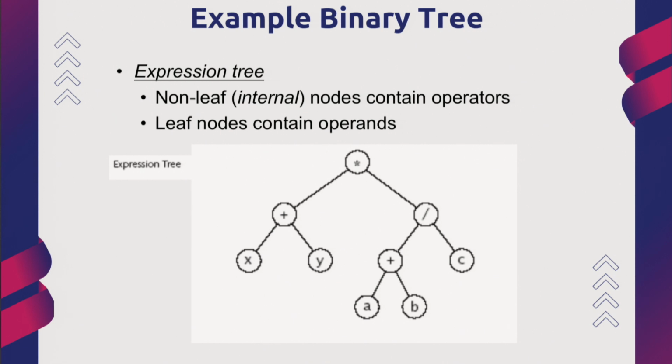evaluated. After that we move to the left subtree where we have operands x and y, they are summed up, and finally the result of left and the right subtree are multiplied. So, this is how your expression tree gets evaluated.